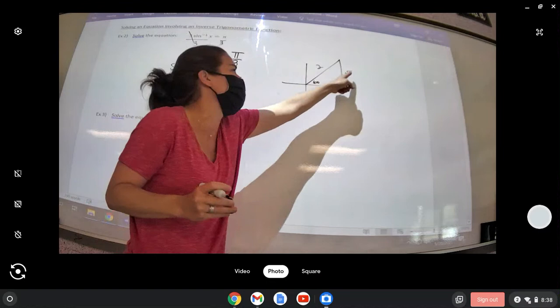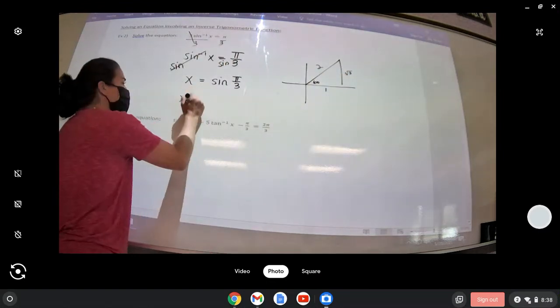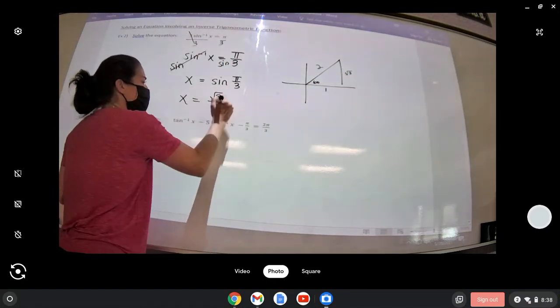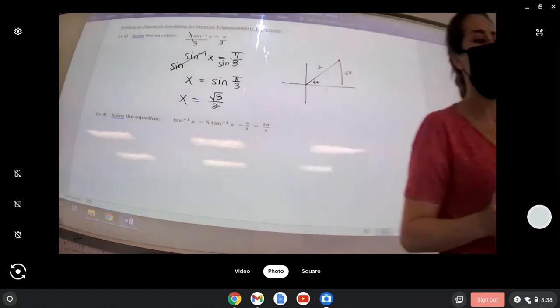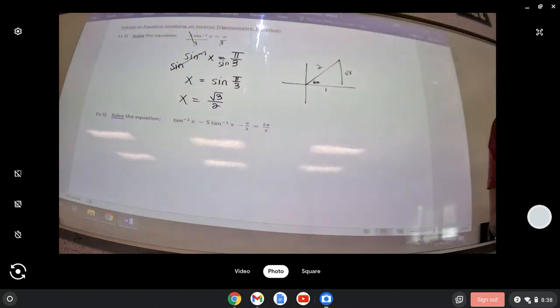It's O over H, it's Y over R. The answer to this is root 3 over 2. And it's definitely a positive ratio to create that quadrant 1 angle. And you're done. Okay? Does everybody feel okay with that? All right, let's go to the next one.